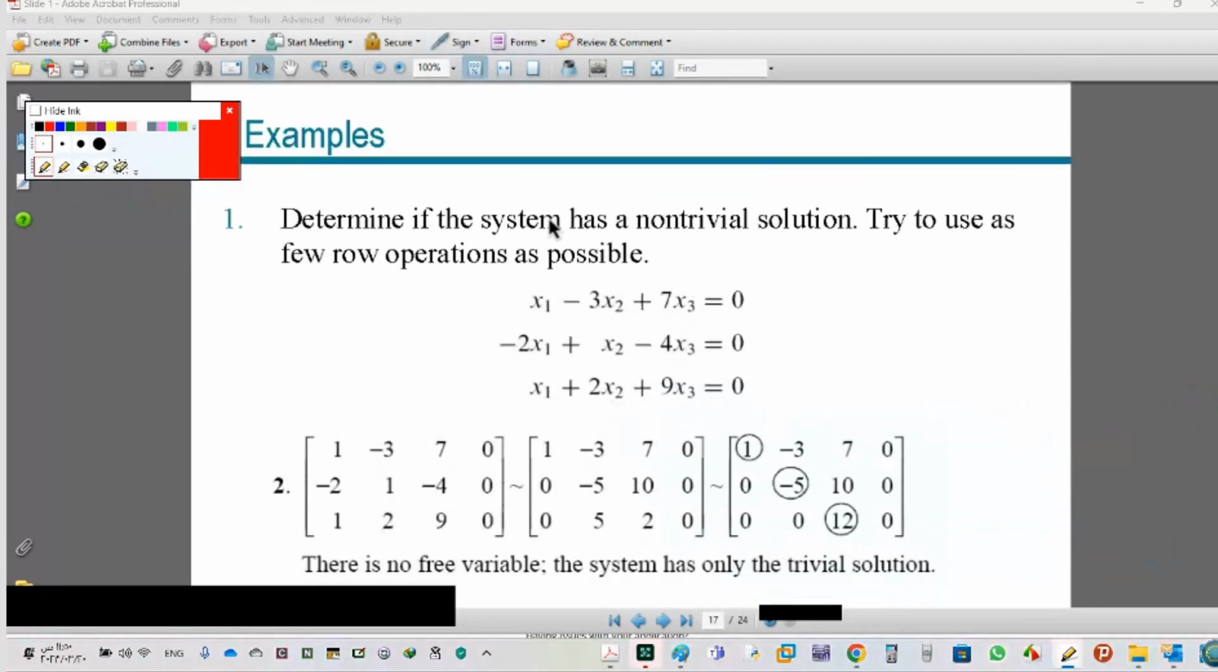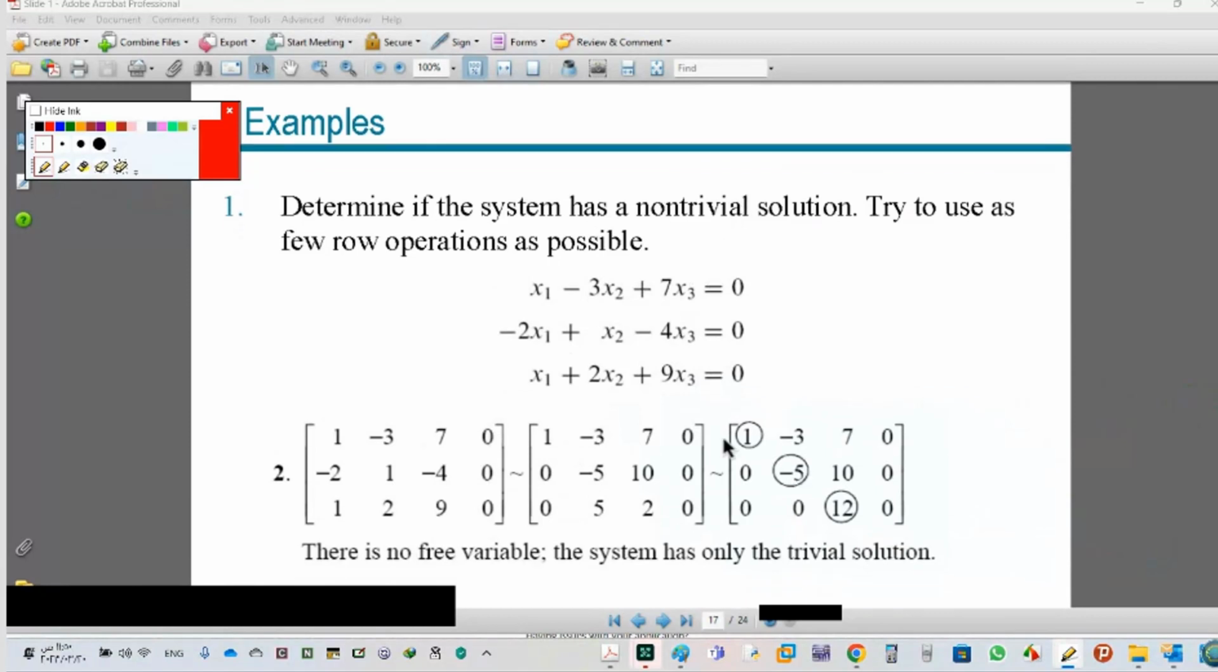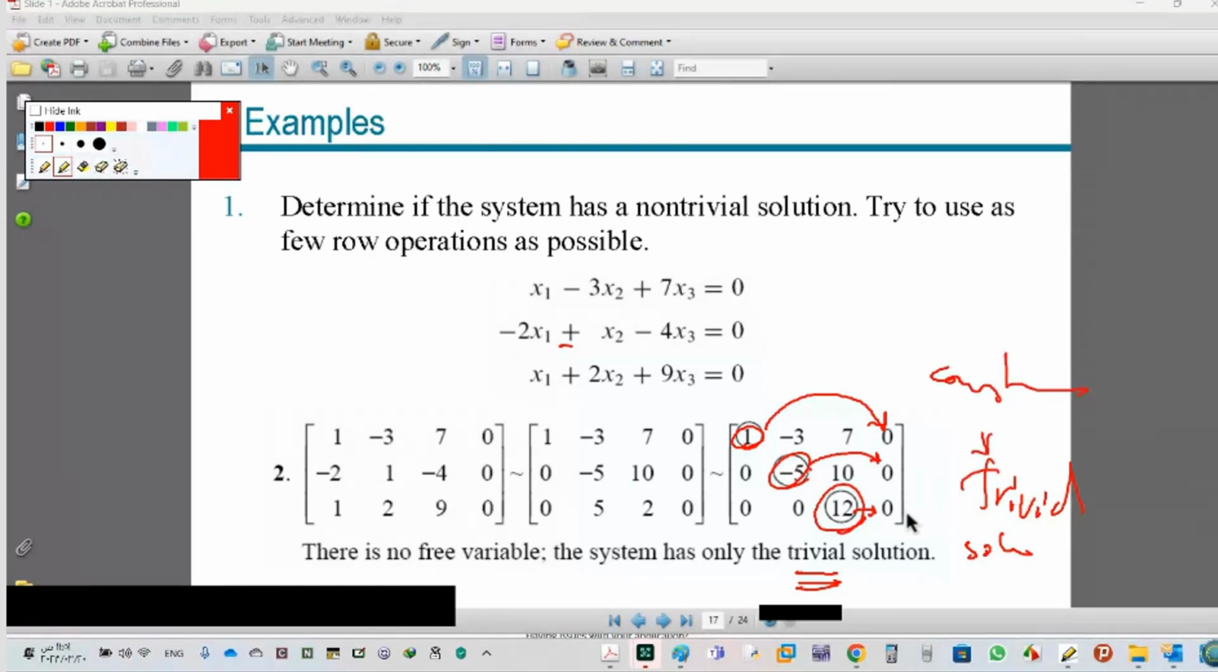Another question, same thing. Try it. If the system has a non-trivial solution, that means a free variable. See here, I have a value for x1, a value for x2, and a value for x3. So it is a trivial solution. Do we have any free variable? No. x3 is 0, x2 we can say is 0, and x1 here is 0. So the system has only the trivial solution. Got it? Repeat.